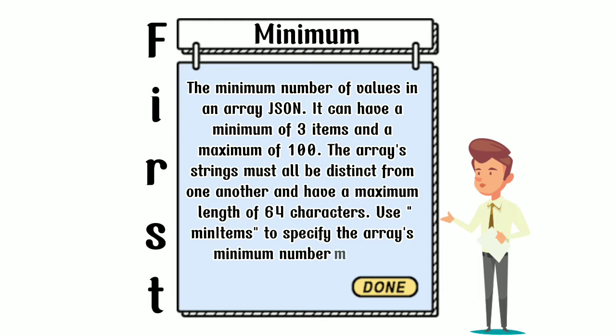The minimum number of values in an array in JSON schema. It can have a minimum of 3 and a maximum of 100. The array's strings must all be distinct from one another and have a maximum length of 64 characters. Use minItems to specify the array's minimum number of items.